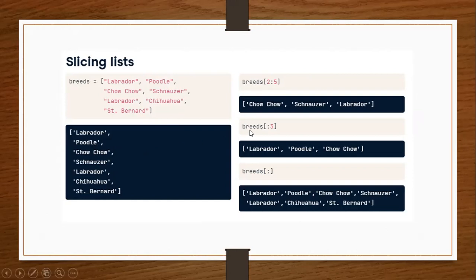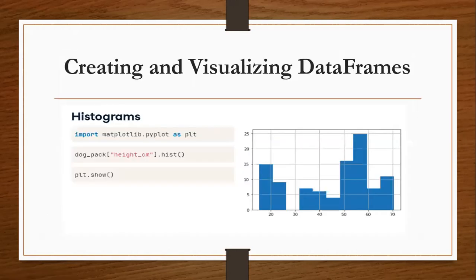And if we want to check the breeds up to 3, we can write colon 3, and the information will be given up to chow chow. And if we want to check all the breeds, we can simply write a colon.